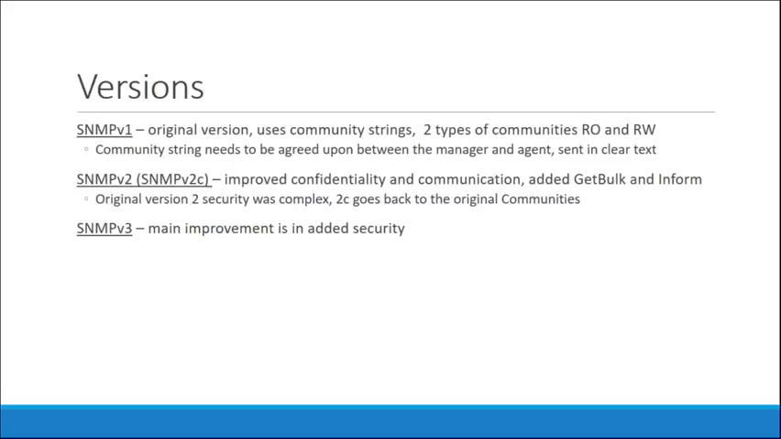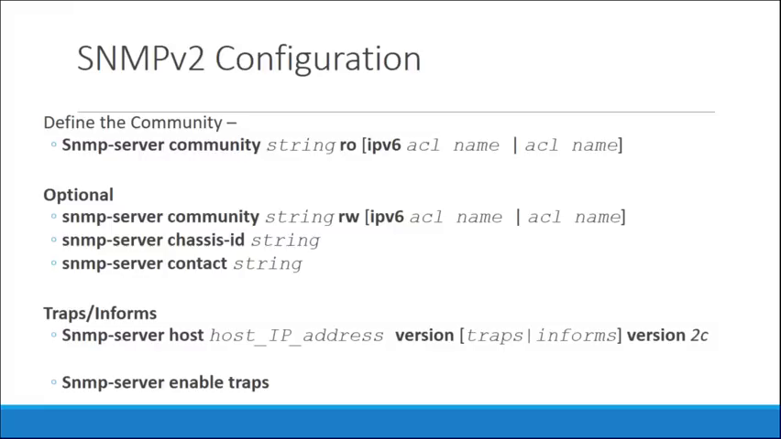So what does it look like to configure SNMP version 2? We have only one actually required command in order to configure it. And that's the SNMP server community read only command. So we do SNMP server community, whatever we want to call our community. Remember, we also kind of refer to that as a password because it has to match on both our manager and our agents.